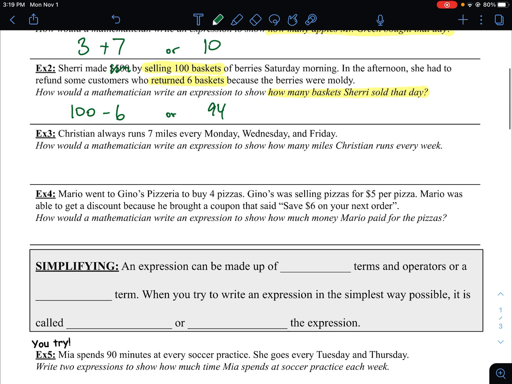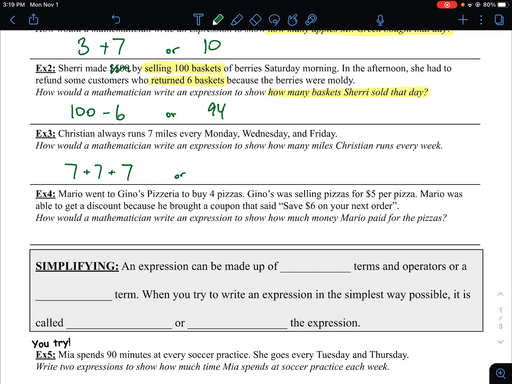They're both correct. Example 3. Christian always runs 7 miles every Monday, Wednesday, and Friday. We need to write an expression to show how many miles he runs every week. So every week, he runs 3 days a week. So we can say like every Monday, he runs 7, and then every Wednesday, he runs 7, and then every Friday, he runs 7. So that's my expression, 7 plus 7 plus 7.